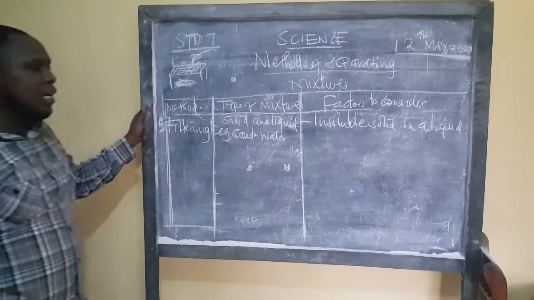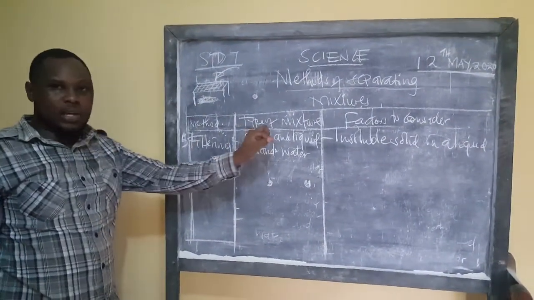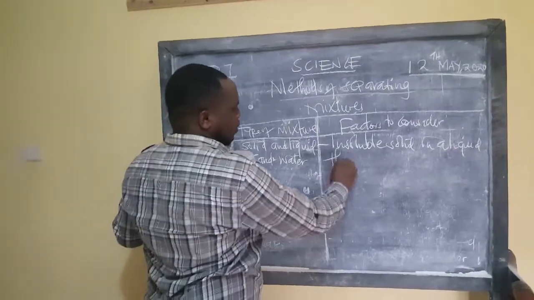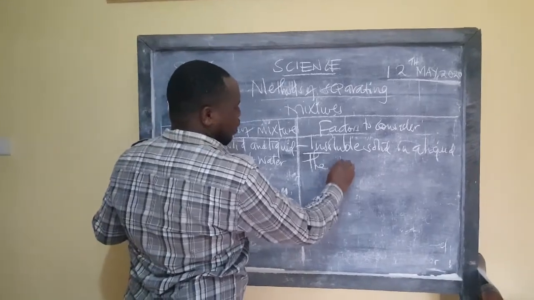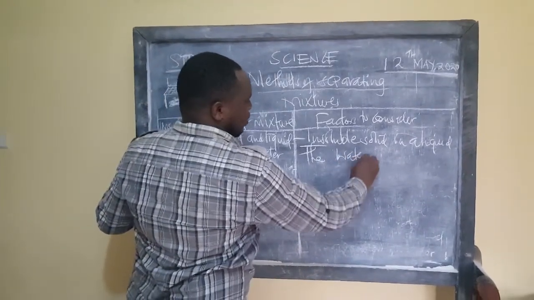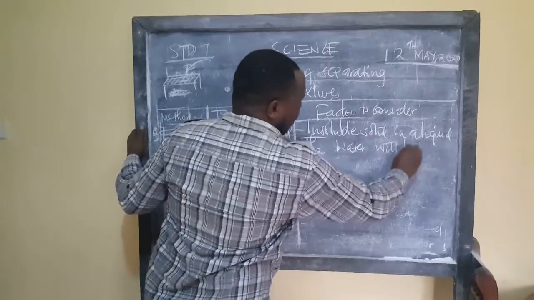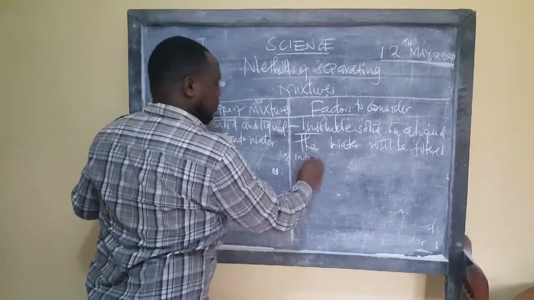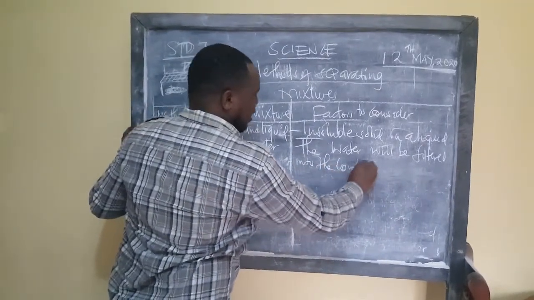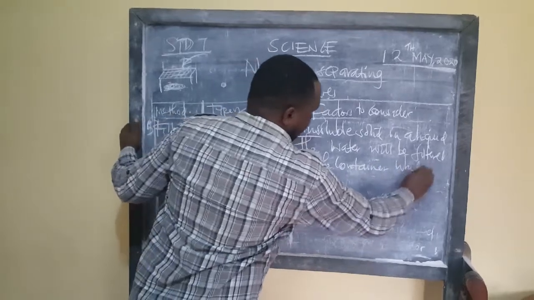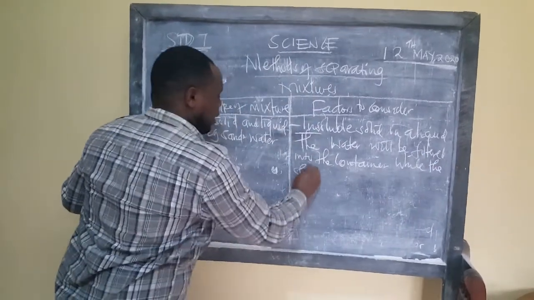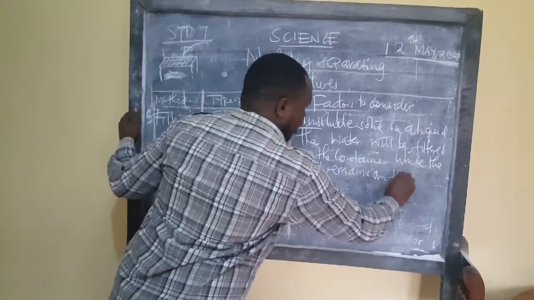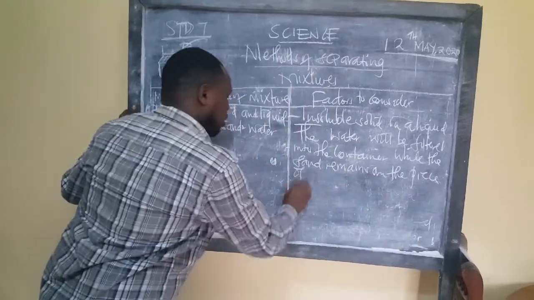Insoluble solid in a liquid. Insoluble means that it does not disappear in the water, so it remains there. So what is going to happen is that the water will be filtered into the container, while the sand remains on the piece of cloth.